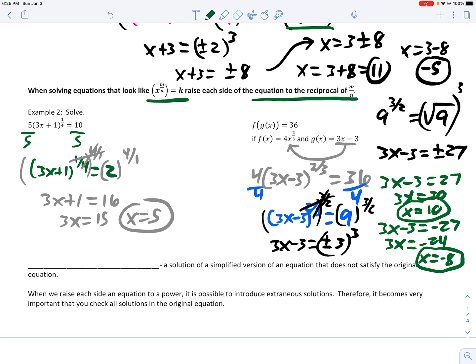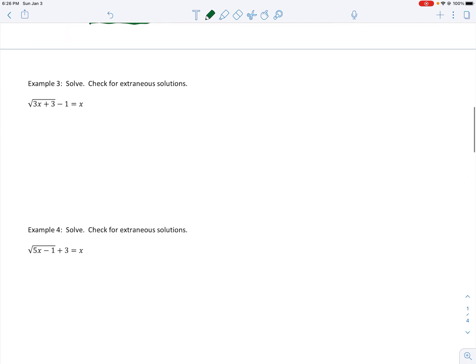So now sometimes as you're solving these equations, right, the solution might work for the simplified version, but not the original problem. Remember, this is called an extraneous solution. An extraneous solution works for the simplified version, but not the original problem. So when we raise each side of the equation to a power, it's possible to introduce extraneous solutions. So we want to make sure we're checking our solutions.